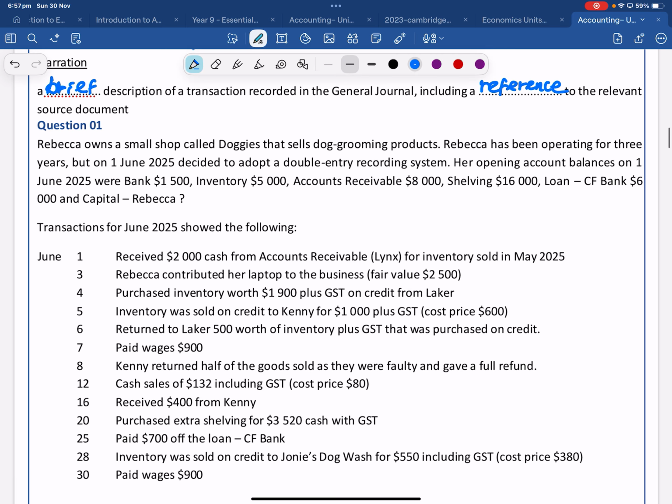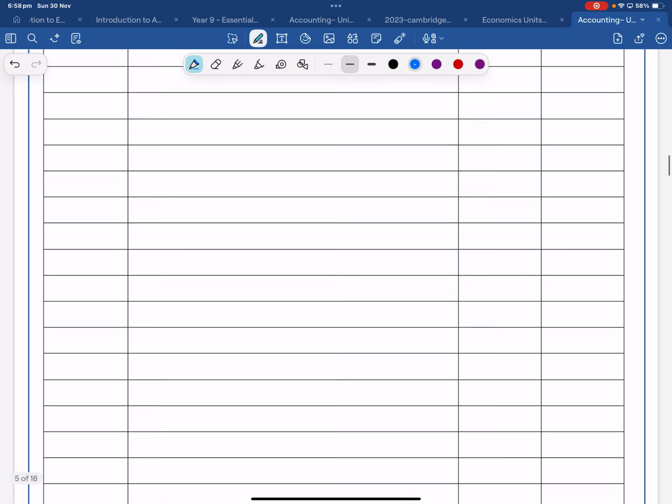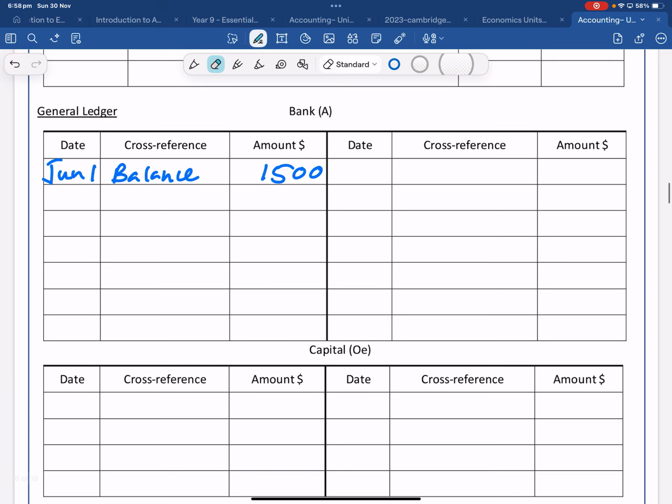What is happening? Rebecca owns a shop. Rebecca has been operating for 3 years, but on 1st June 25 decided to adopt a double entry system. She didn't have it. Now all of a sudden she is starting a double entry system. That means the first entry in a ledger account for this business will be that.